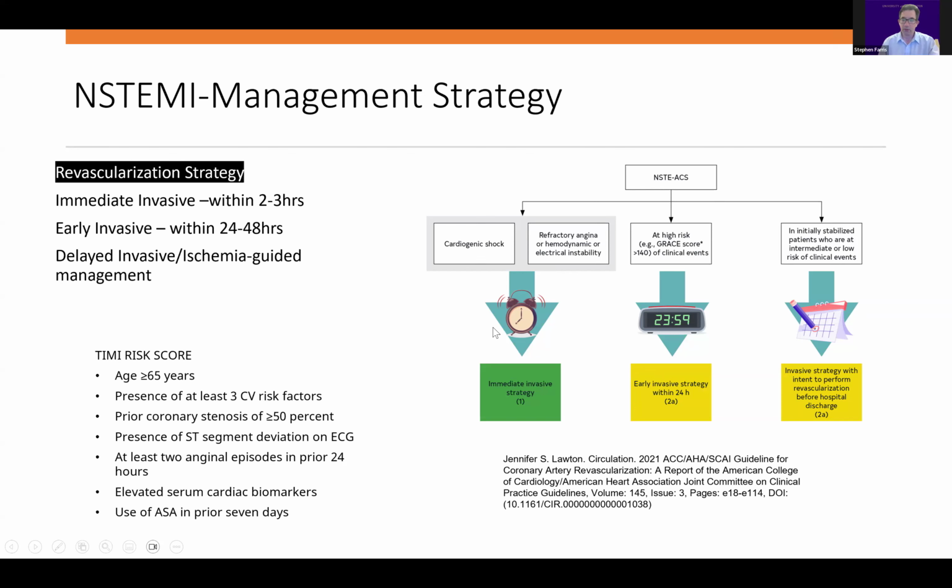So your job is to recognize the MI, treat them with the anticoagulant and antiplatelet therapy, get their chest pain free, and get cardiology on board, whether or not it's a cardiology service or not. And we can help with the patient and you guys decide what to do about intervention or not.